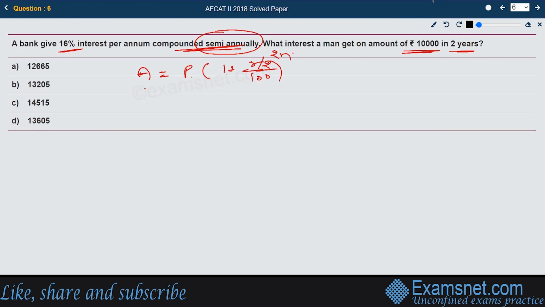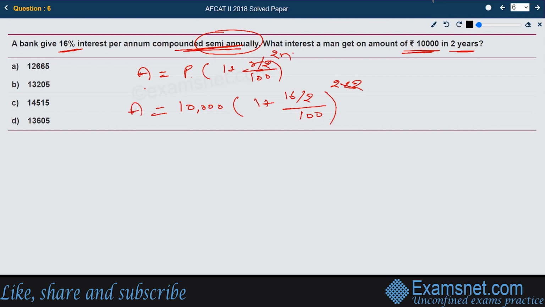So let us find out now how much amount he's making. Let us put in all the values. Principal is given to be 10,000. 1 plus rate percent was 16, so we're going to do 16 by 2 divided by 100, and to the power 2n. n was 2 years, so we're going to do 2 into 2. So this is what our formula for amount becomes.